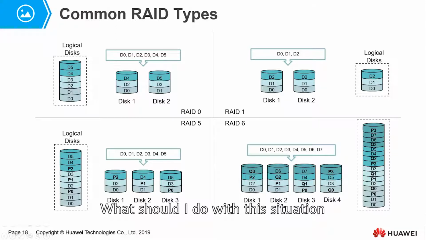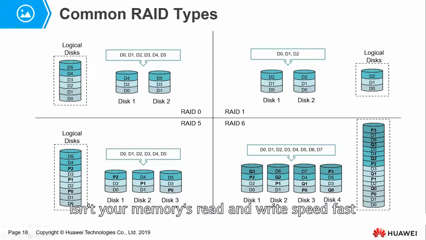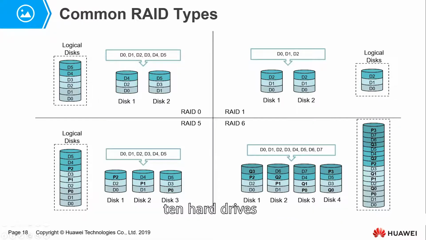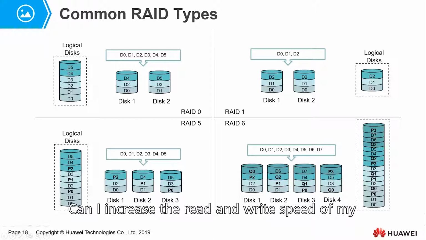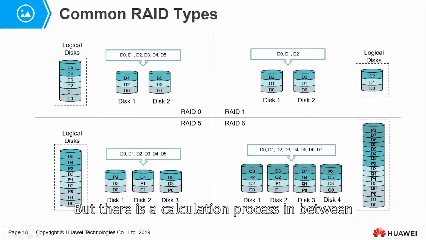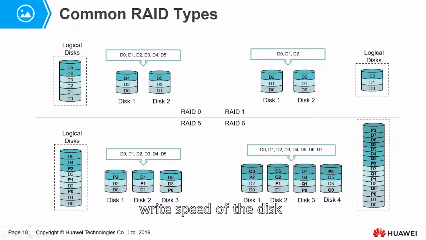What should I do in this situation? I will increase the number of my hard drives. Isn't your memory's read and write speed fast? I can read and write at the same time with 10 hard drives. Can I increase the read and write speed of my hard disk by 10 times? In theory, this is the case. But there is a calculation process in between, and the speed can't be increased 10 times. But even so, you can greatly improve the read and write speed of the disk.